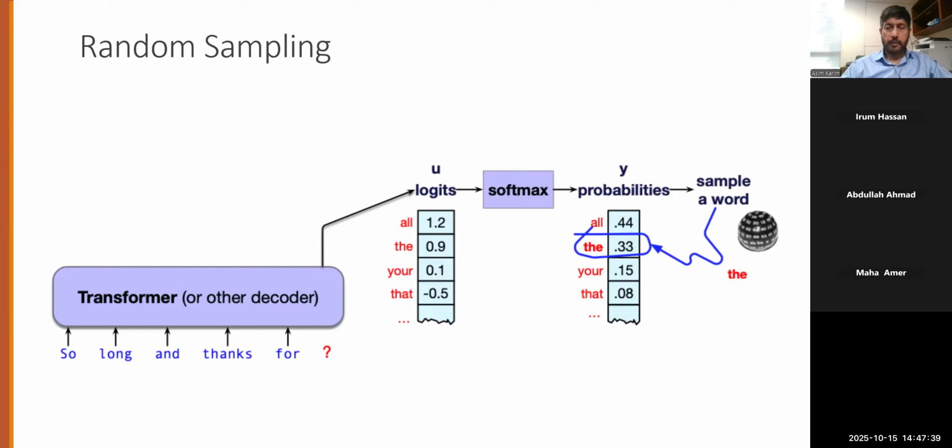So this is basically the pictorial view of this. The softmax layer at the output converts the outputs that you get in terms of Z or U into a probability distribution. That probability distribution is then sampled to get the next word, according to this sampling.